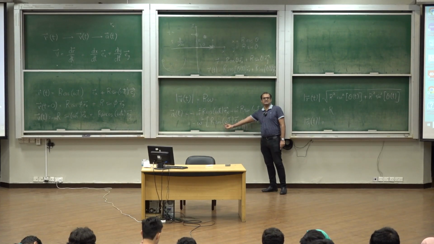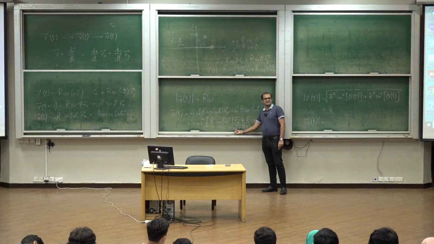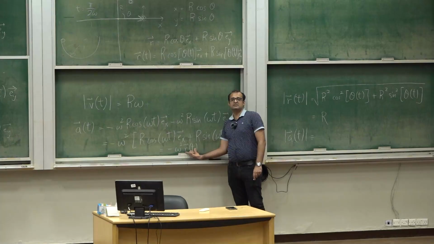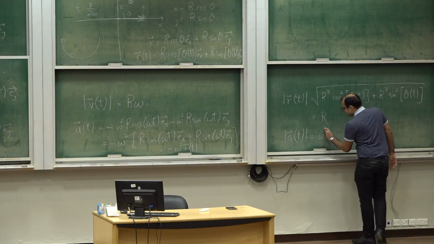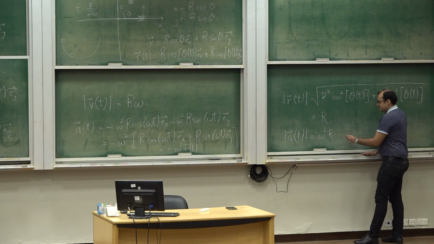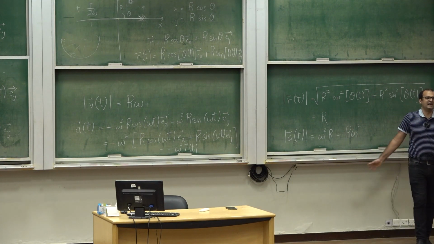What will be the size of this acceleration vector? The size of this vector multiplied by omega square. But what's the size of this vector? Capital R. So you just get omega square R. And if I write it this way, many people say, sir, we studied it the other way, R omega square. Okay, it's the same thing.